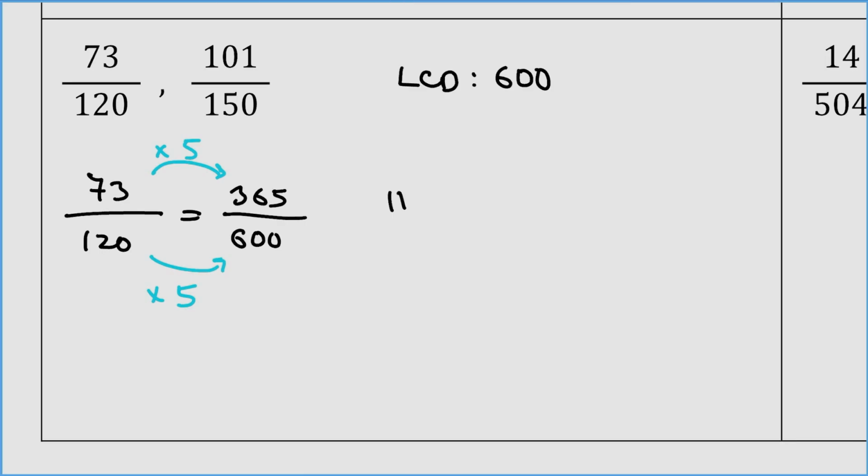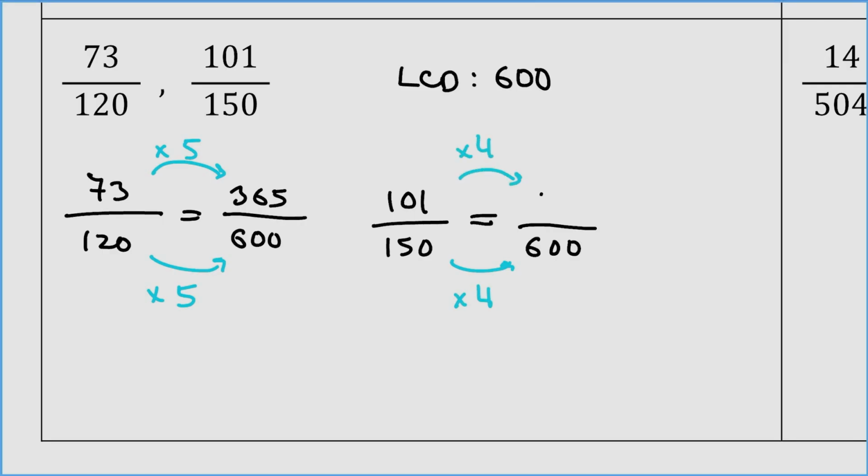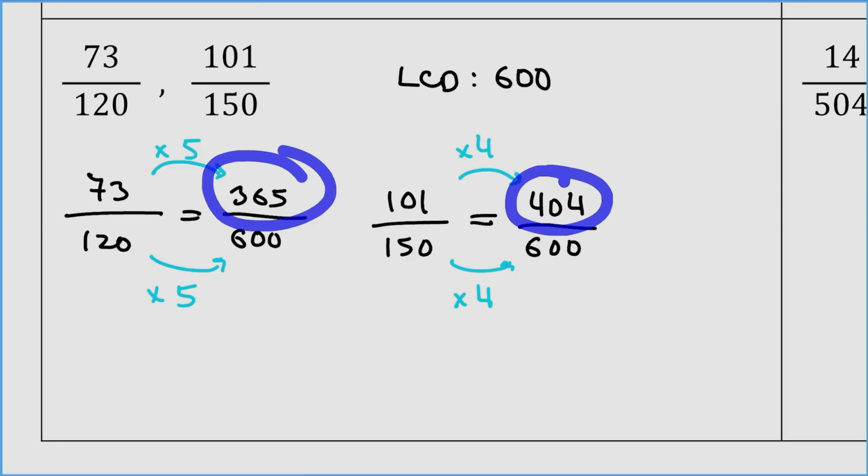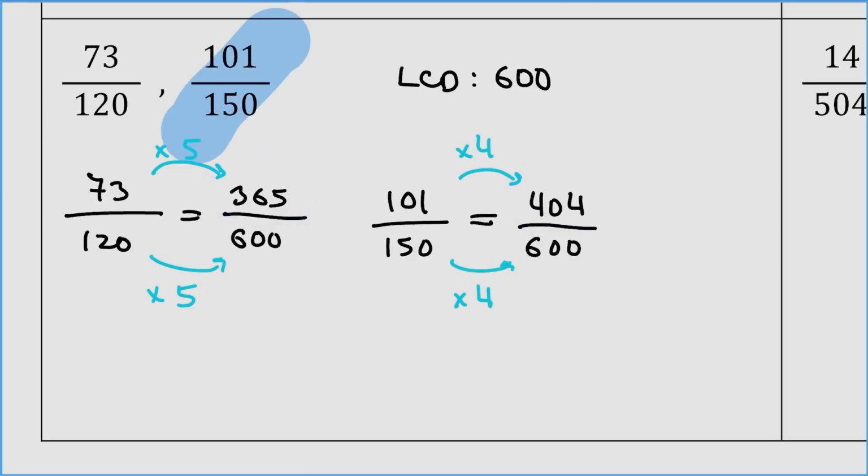How about 101 out of 150? Times 4. Times 4. 404. 404 is bigger than 365, so the answer is 101 out of 150. 101 out of 150 is the bigger fraction.